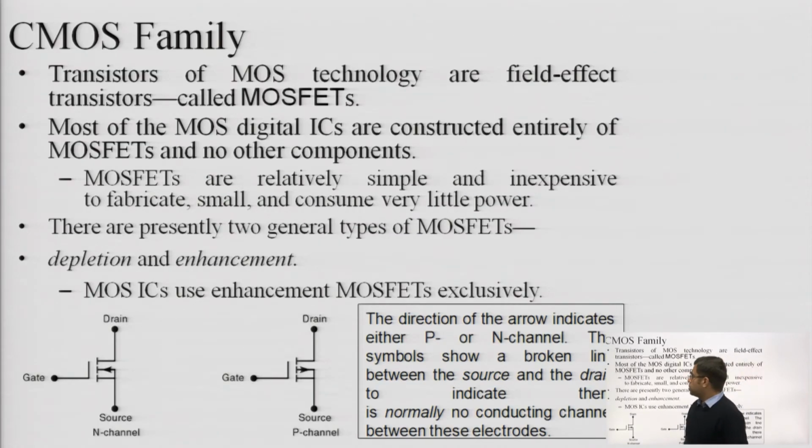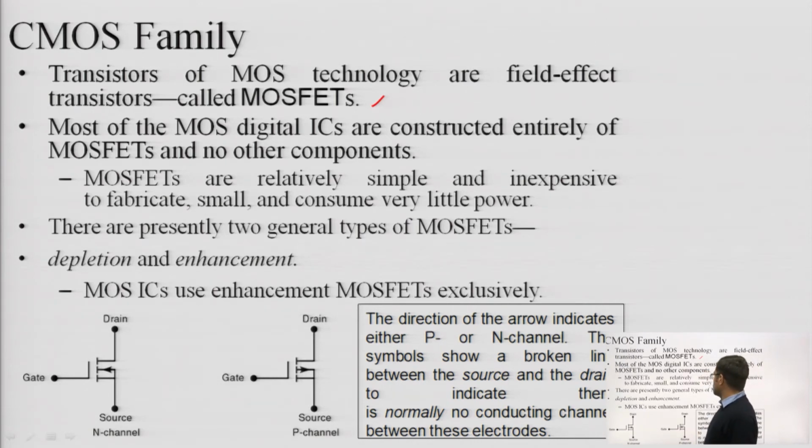Okay. So CMOS transistors, or MOS technology, are field effect transistors called MOSFETs, and most of the MOS digital ICs are constructed entirely of MOSFETs and no other components. So it is the best part. That's why these transistors will be taking very little space, because if resistors are used, then these resistors take very precious space when we are fabricating the ICs. But in case of CMOS families, there will be no resistors, that means there will be no passive components, so we can save substantial space. Okay. So those savings are due to these MOSFETs.